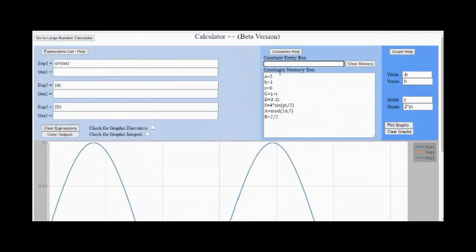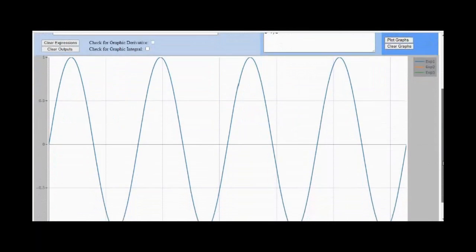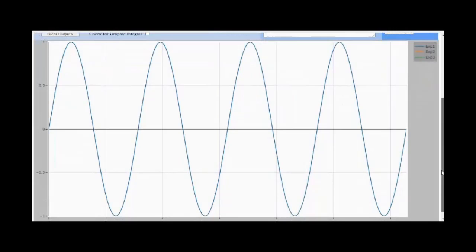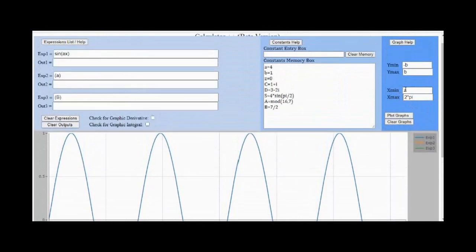Let's show that again. A equal 4, enter. Okay, A is now 4. Plot graph, and here it is. Here's a graph of sine of 4x from 0 to 2 pi. Okay, so constants can even be used on the graph limits, the axis limits.